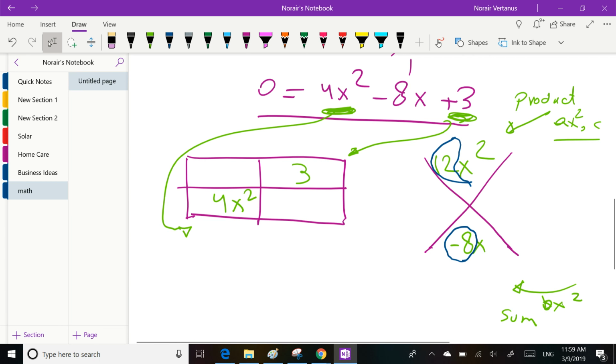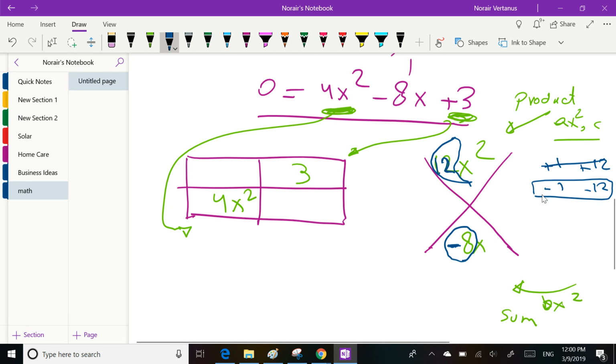What two numbers multiply to get 12? You list them, 1 and 12. But since the product is positive 12, either both of these should be positive or both should be negative, right? But the sum determines that it's the second case. Both of these should be negative, because if you add them, you get negative. The sum of the two numbers should be negative 8, and the product of those two numbers should be 12. So both should be negative.